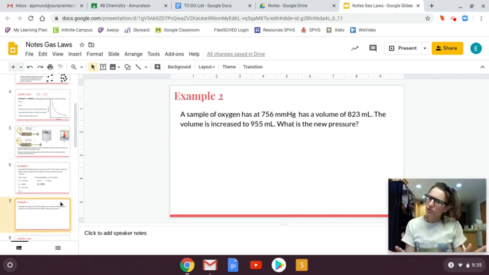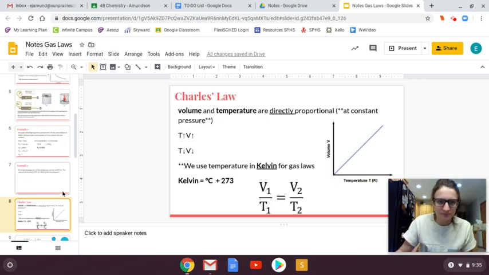I don't know if we need to go through another example together. If you want to see this worked out example of Boyle's Law, you can check out the classwork tab where it says notes, gas laws with filled out examples. I have worked this one out for you as well if you want to see another example, okay? Let's move on to another law then.